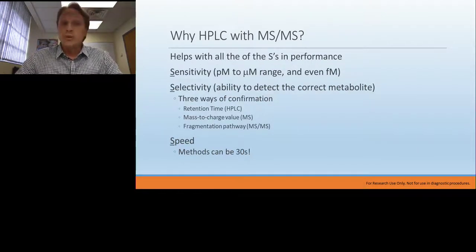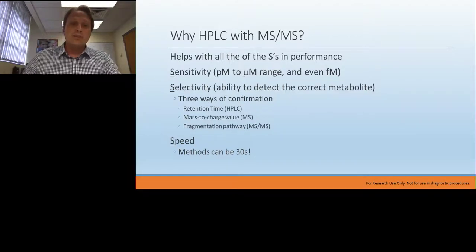So why would we want to do HPLC or LC followed by tandem mass spectrometry? Well, the primary reason is it helps us with the 3 S's in performance, and those are sensitivity. We have a really broad range from picomolar to micromolar range, and even lower than picomolar range. It's very selective. We have 3 ways to select an ion. We have the retention time from chromatography, we have the mass to charge value, and we have the fragment ions or product ions produced during that MSMS event.